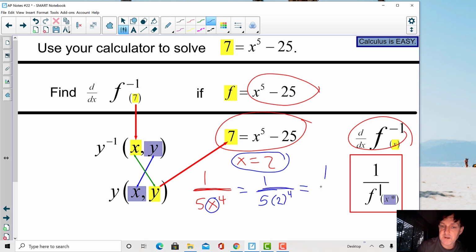So the bottom is 5 times 16, which is 80. Final answer, 1 over 80.